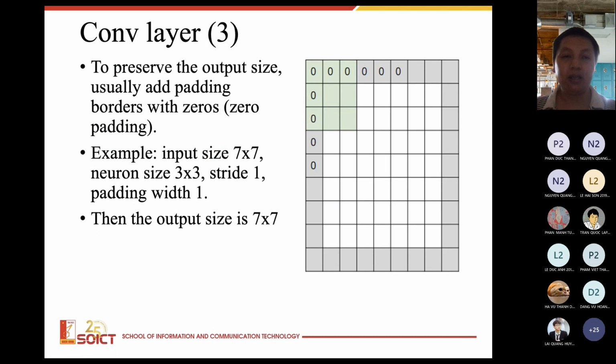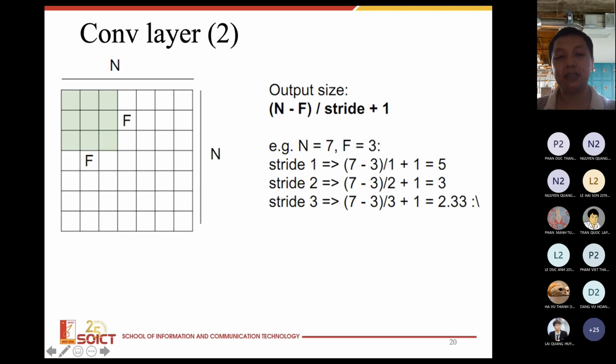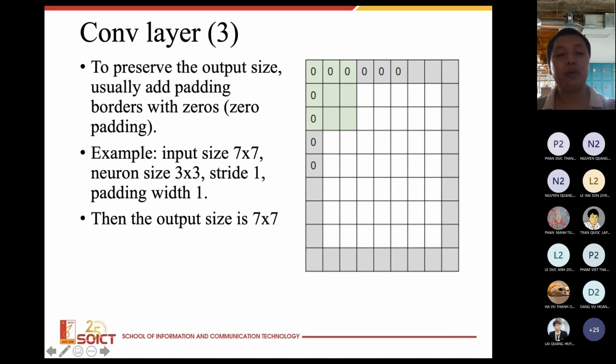Okay, so you see that in most cases, the size of the output is smaller than the size of the input, right? If you want to preserve the output size to be similar to the input size, you add a padding border. Usually you add 0, and this is called 0 padding. Here is an example of padding with 0 over the border. If you pass the data this way, then the output will have the same size as the input.